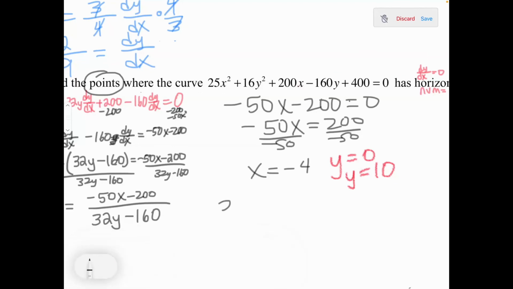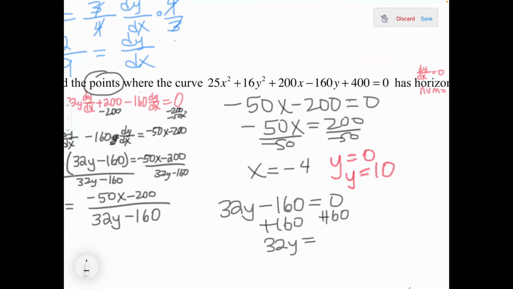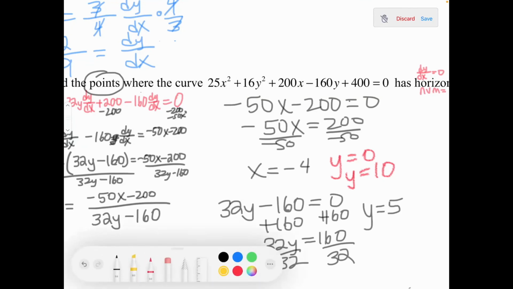And then we're going to set the denominator, 32y minus 160, equal to 0. We add 160 to both sides, and we get 32y is equal to 160. Then we divide by 32 on both sides, and we get y is equal to 5. And then to figure out what the x values were, up here where y is, you would plug in 5 and then solve that equation for x. It actually ends up being a pretty simple equation.